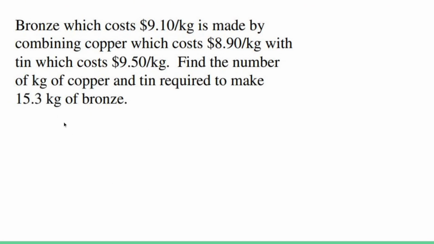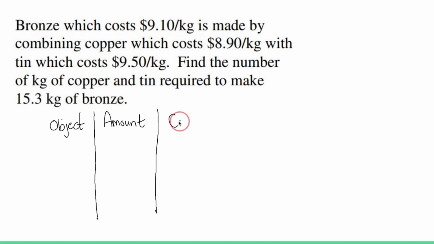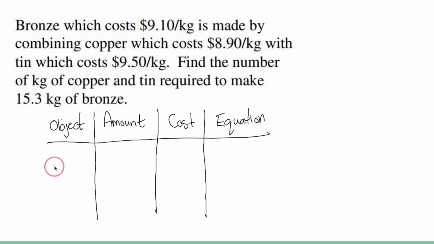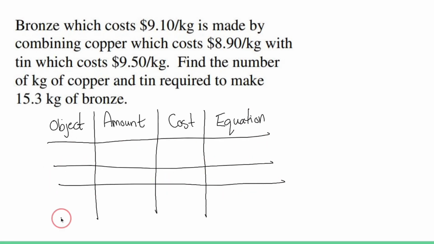So what I like to do is make a table where I have my object. So I have 3 objects: bronze, copper, and tin. I have my amount, whatever the amount is in kilograms. I have a value of them, so in this case, the value is cost. And then from that information, I create an equation. That equation is going to be the amount times the cost for each object. Now, let's make our rows of our 3 objects. Not the prettiest table in the world, but I'm not here to win any awards.